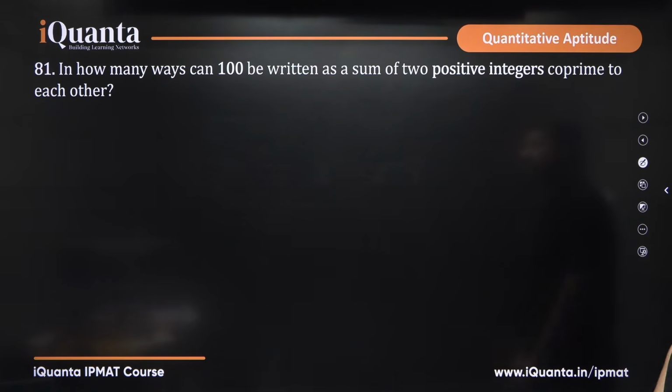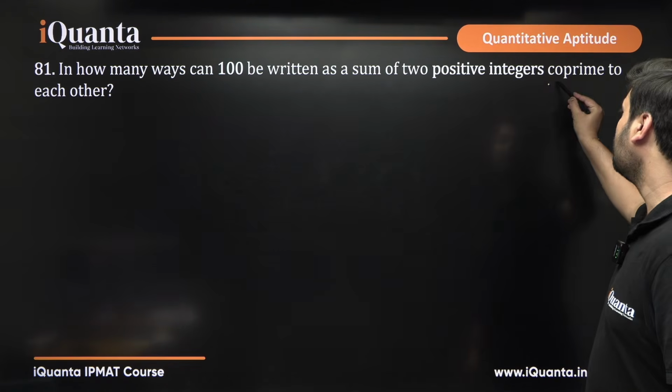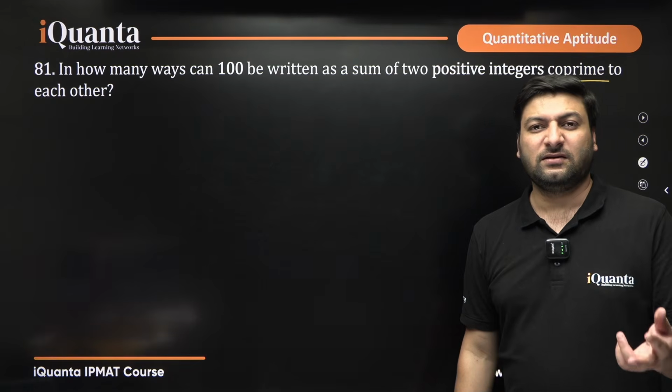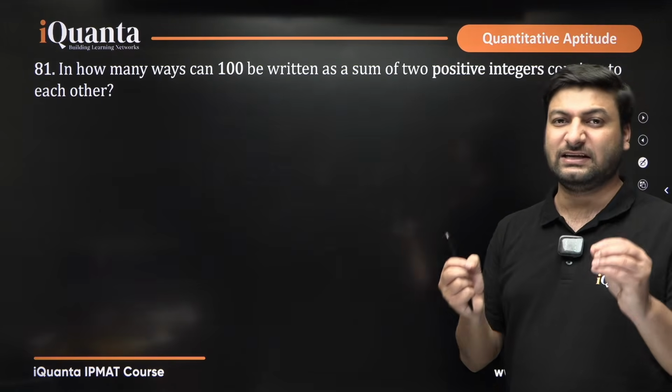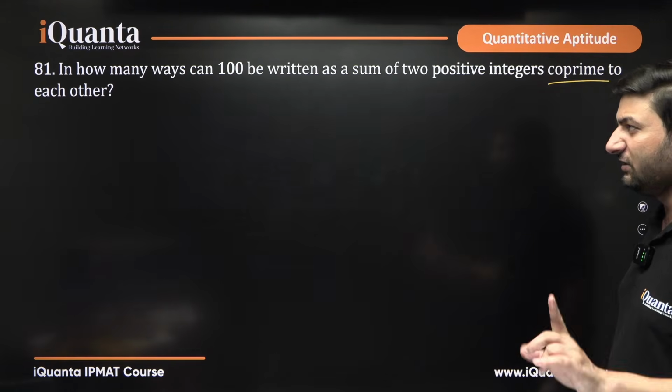Now, we will come to this question which says: in how many ways can 100 be written as a sum of two positive integers co-prime to each other. I hope you guys know the meaning of coprime. Coprime means if there are two numbers and they have HCF 1, they have only one HCF, that is 1, the highest common factor is 1 only, okay.